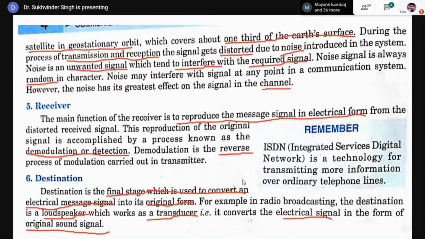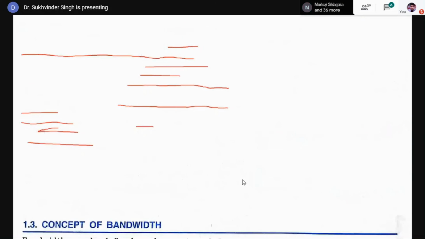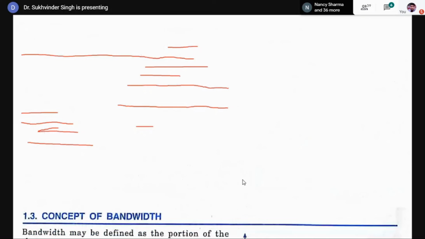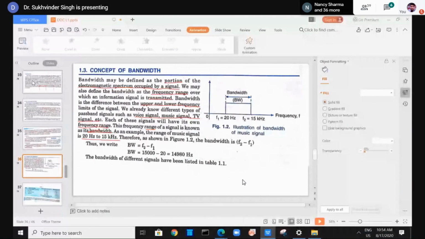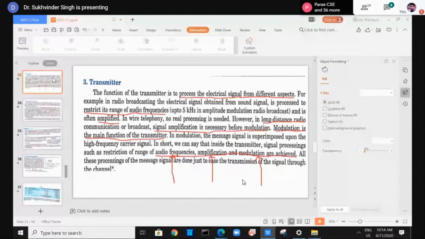So in the end we will have an end user, that is called as destination, where the information is received and information is used. So this was all about the block diagram of electronic communication system and various components of electronic communication system.